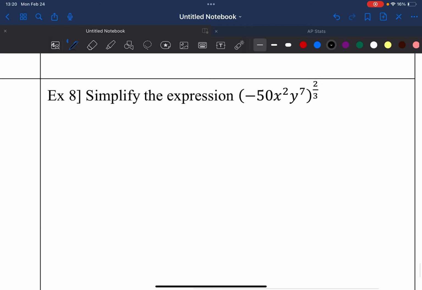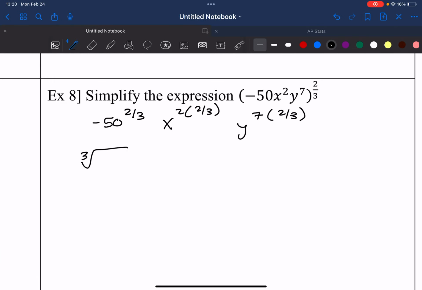Last one. I have negative 50 to the 2/3 power, x squared times 2/3 power, and y to the 7th times 2/3 power. Okay, so negative 50 to the 2/3 power means this is the cube root of negative 50 squared. Okay. x to the 2 times 2/3 power is x to the 4/3 power. So this is the cube root of x to the 4th. And y to the 7th times 2/3 power is y to the 14/3 power. So this is the cube root of y to the 14th.